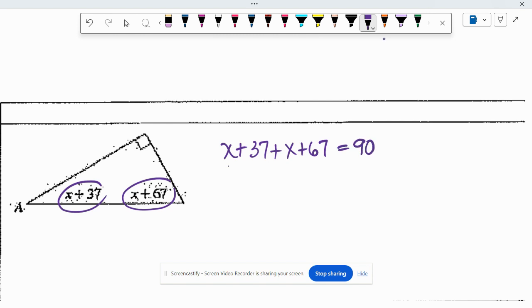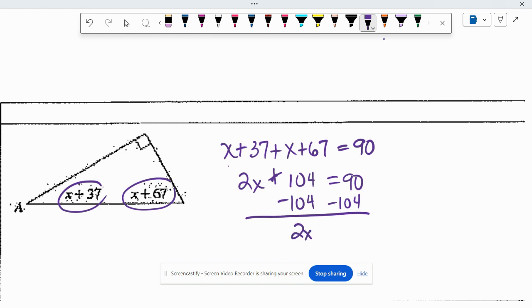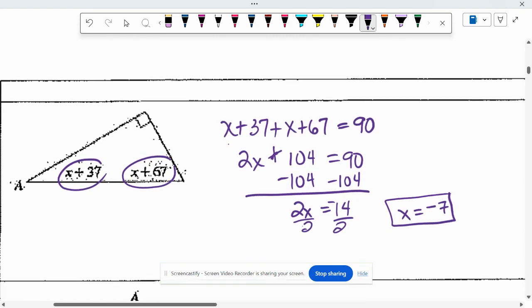Okay. So X plus X is 2X. 37 and 67, I believe, is 104 equals 90. So when I subtract 104 from both sides, I find out that 2X equals negative 14, which means X equals negative 7. Now don't get discouraged because your X, your variable, is a negative answer. As long as your angle measures aren't negative, it's okay, right?